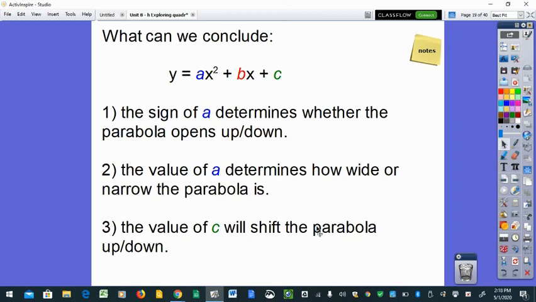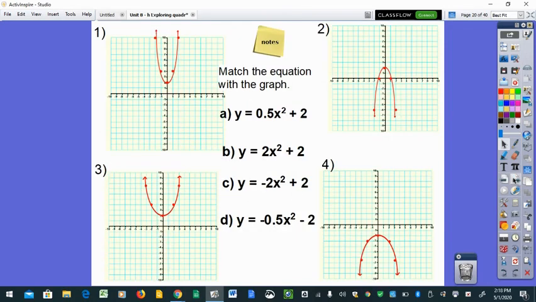So aside from a couple of new vocab words, you should feel like we've done a lot of this before. So before we go on, here are 4 parabolas and 4 quadratic functions. Pause the video and see if you can match which one goes with which, without doing a table of values. Okay, let's see how you did.